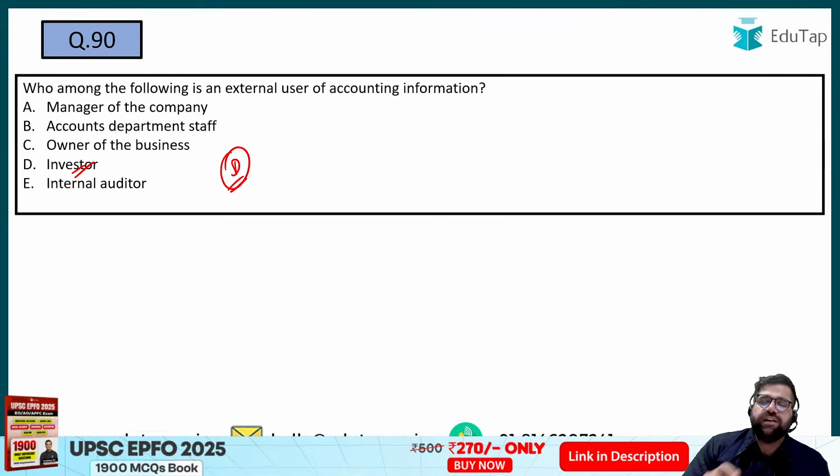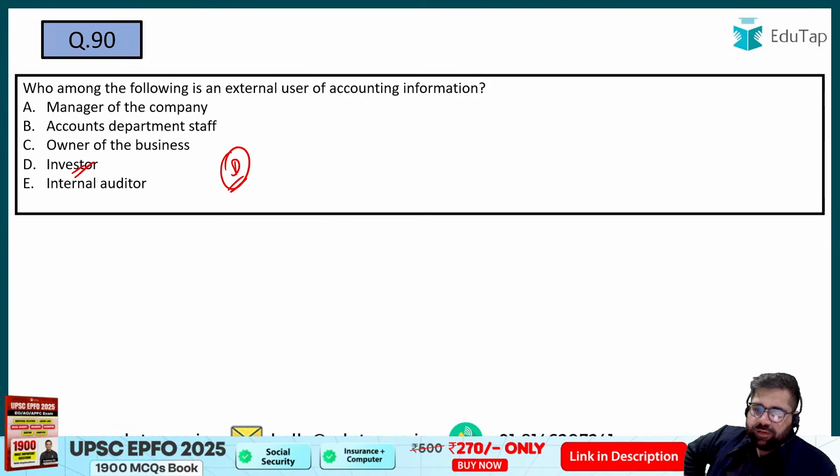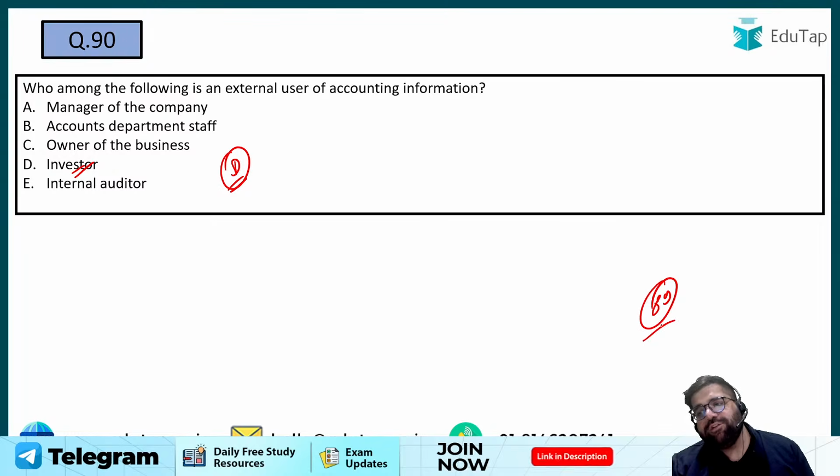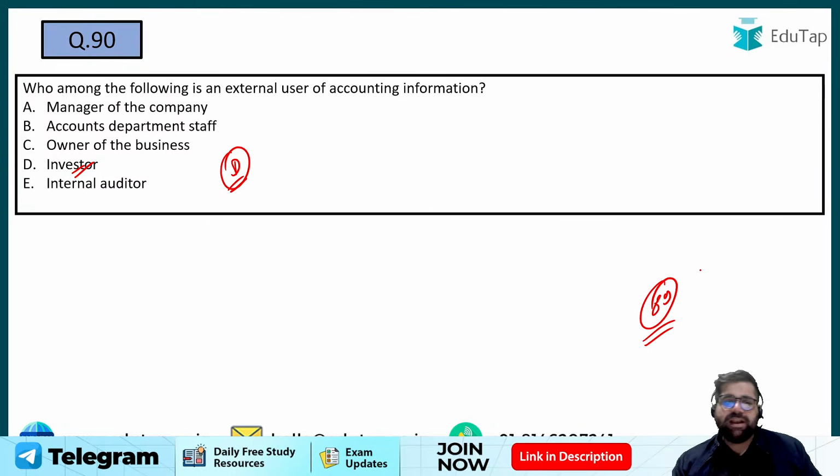Chaliye, so now we are solving the last 10 questions. First tell me your hit rate. My hit rate is 89. I also solve one question incorrect. So मेरा hit rate तो अच्छा है.